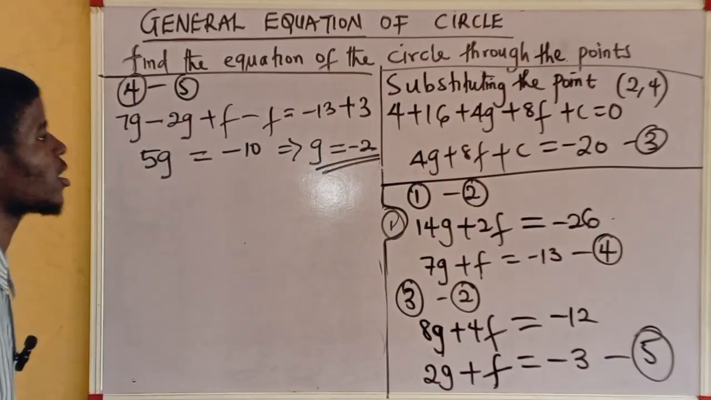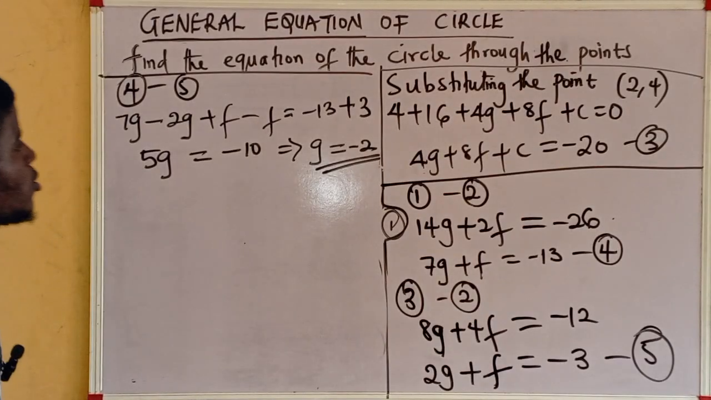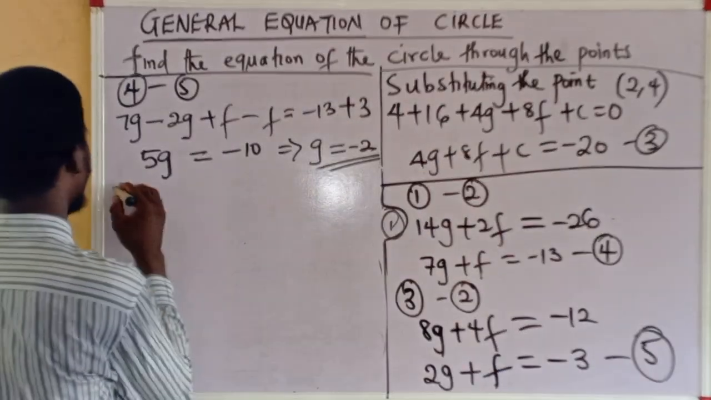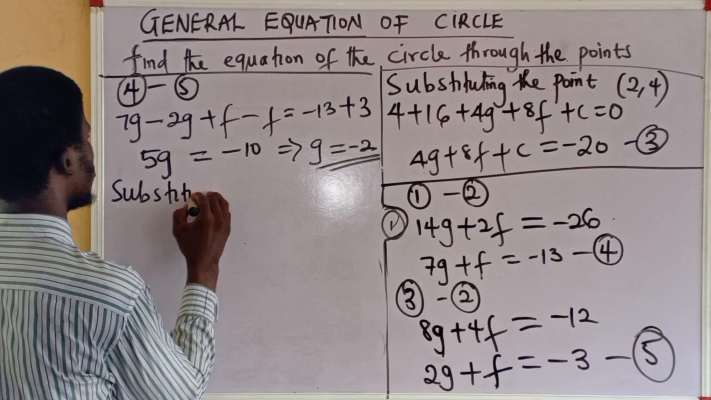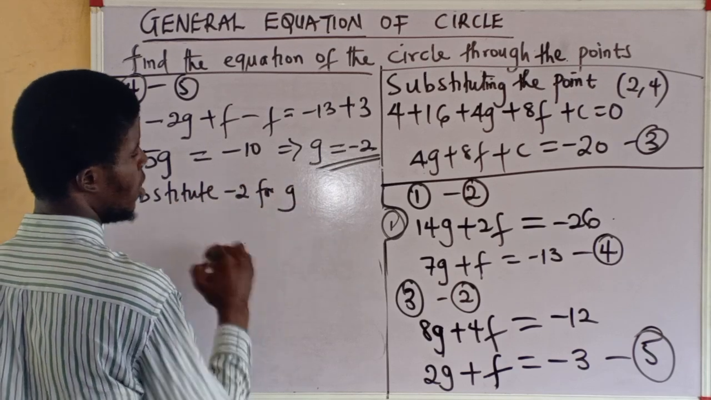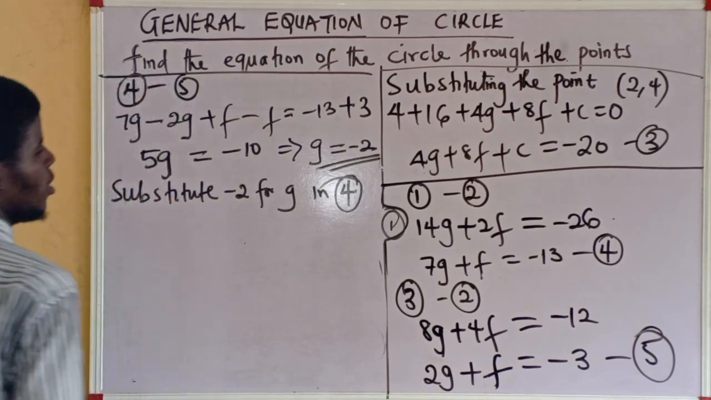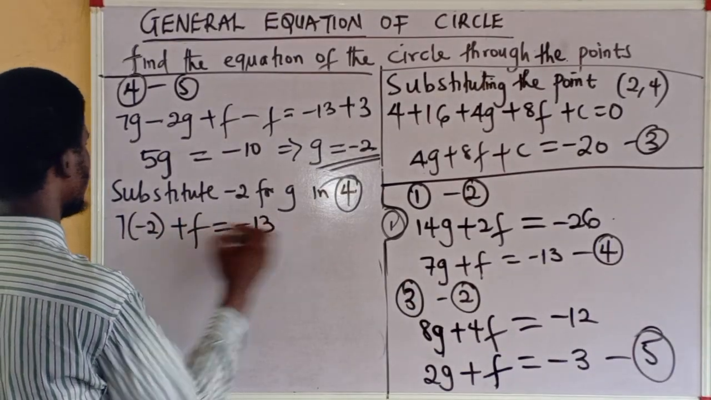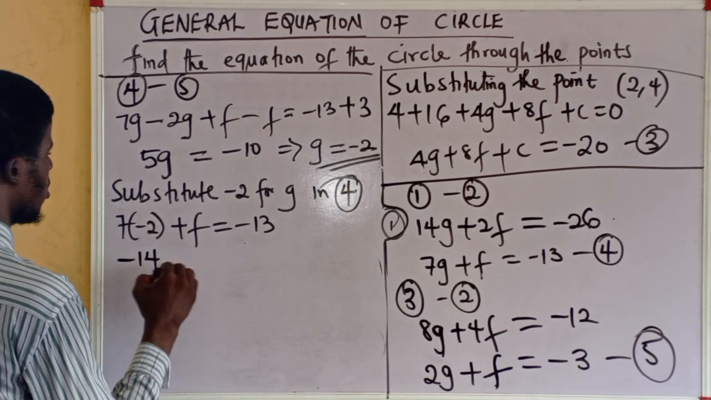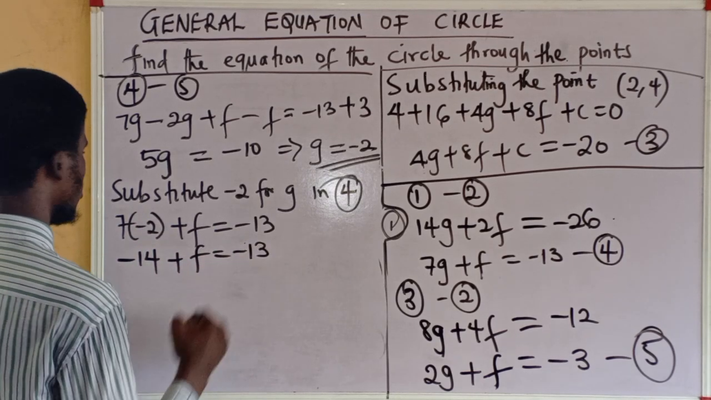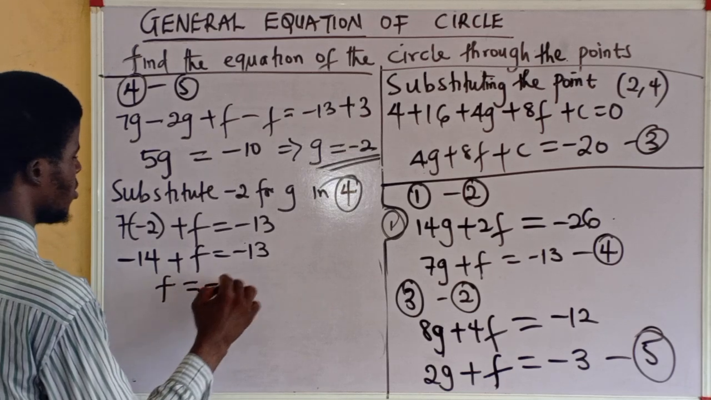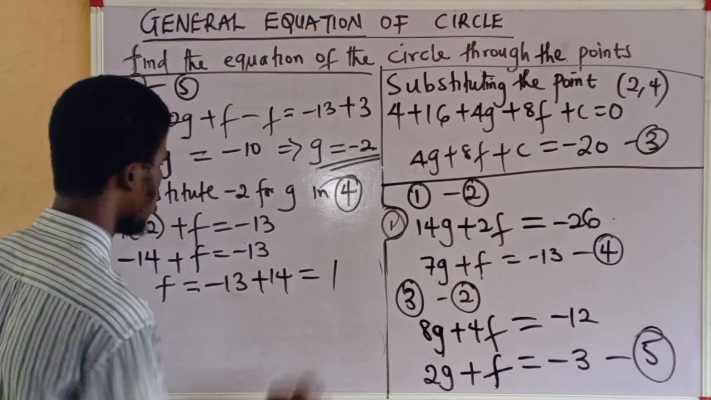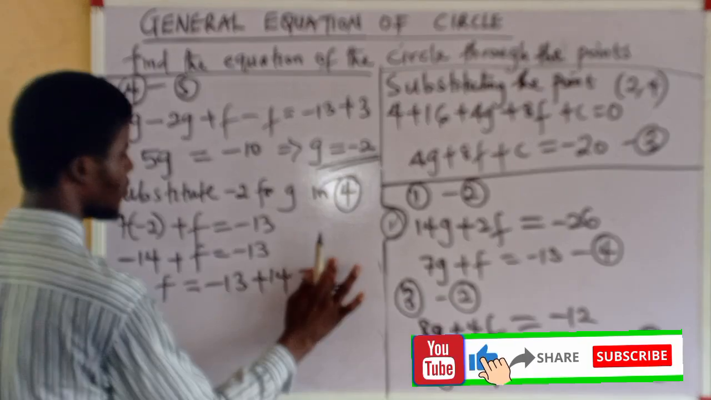I've gotten g. So how do we get f now? We plug in this value of g into equation 4 or equation 5. Let's make use of equation 4. So substitute minus 2 for g in equation 4. That's 7 into minus 2 plus f equal to minus 13. So this is minus 14 plus f equal to minus 13. So f will be equal to minus 13, the minus 14 will cross and turn to plus 14, which is equal to 1. So f is equal to 1.